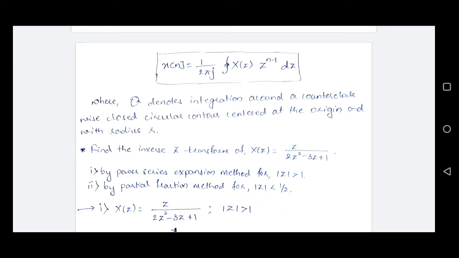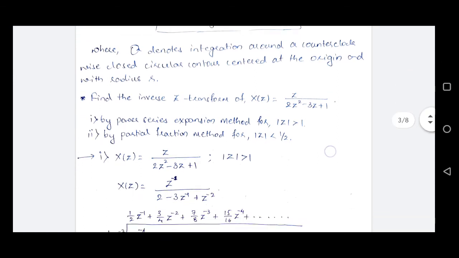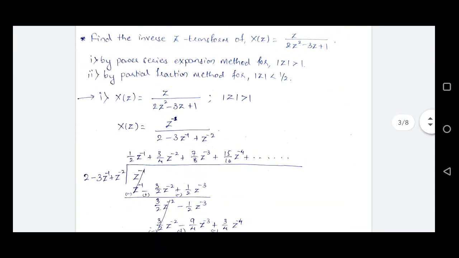Now we'll be just discussing the concept of contour integration. Problems on contour integration are out of the scope of our syllabus. So we'll solve a problem to obtain the inverse Z transform from the Z transform by using the partial fraction expansion method and the power series expansion method. The Z transform is defined as X of z equals z divided by 2z squared minus 3z plus 1.